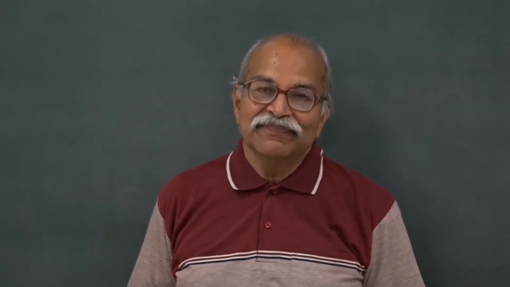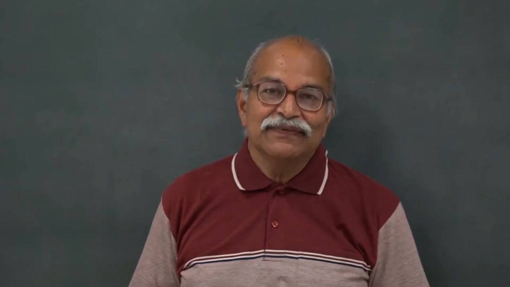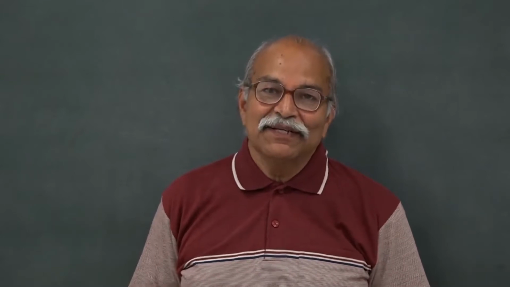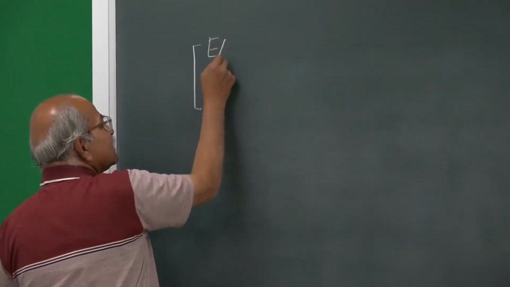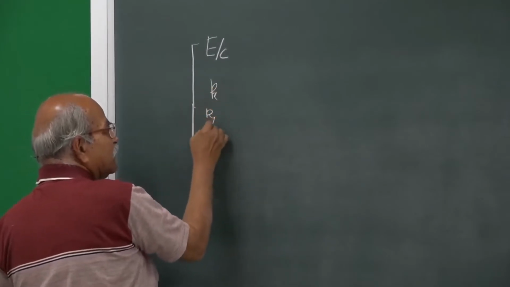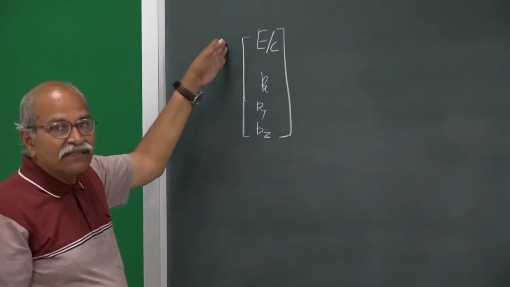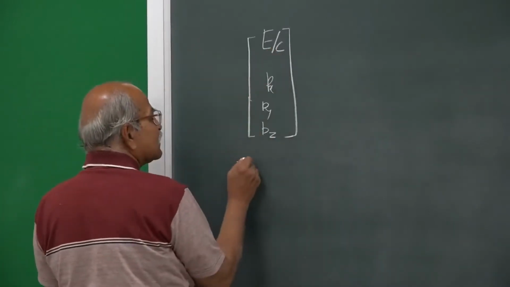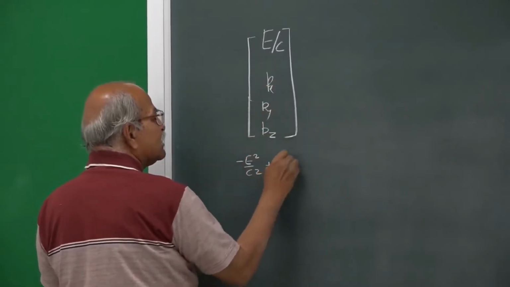So, using the 4-vector property of energy-momentum, we derived last time that E square minus P square C square should be invariant under Lorentz transformation, because the vector is E by C, that is the 0th component, and then Px, Py and Pz. This is the 4-vector, and the magnitude of this vector squared is minus of this quantity, and then plus this square plus this square plus this square, which is P square.